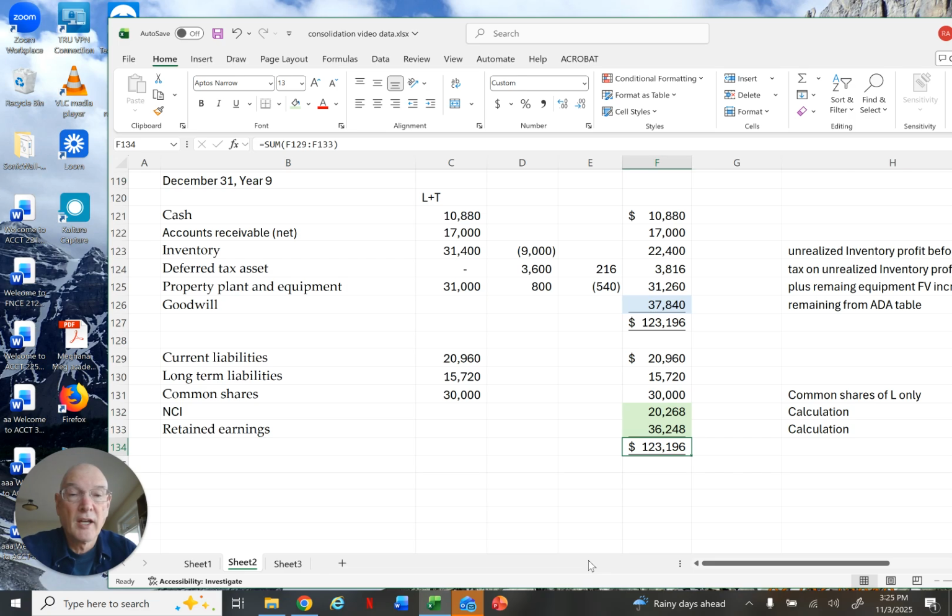We balanced. If you don't balance, one of the generally best things you can do is to find the difference between the two numbers and see if there's anything anywhere in your consolidation that matches the difference. If you had forgotten goodwill, you'd be off by 37,840, and you'd probably find it after a little bit of looking around. So it's really important that you do that.